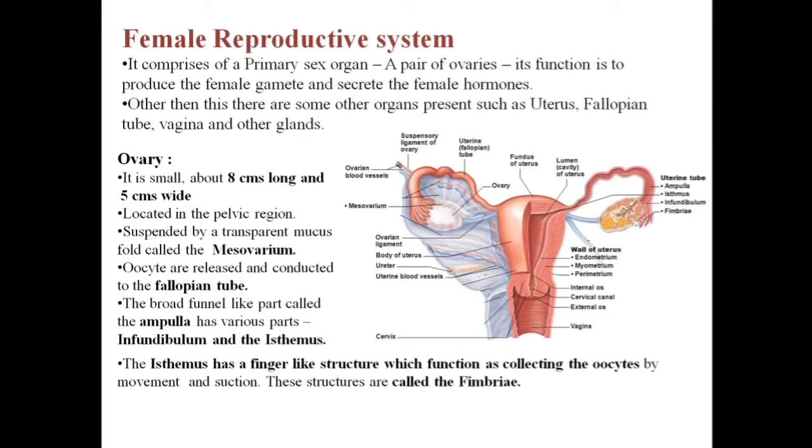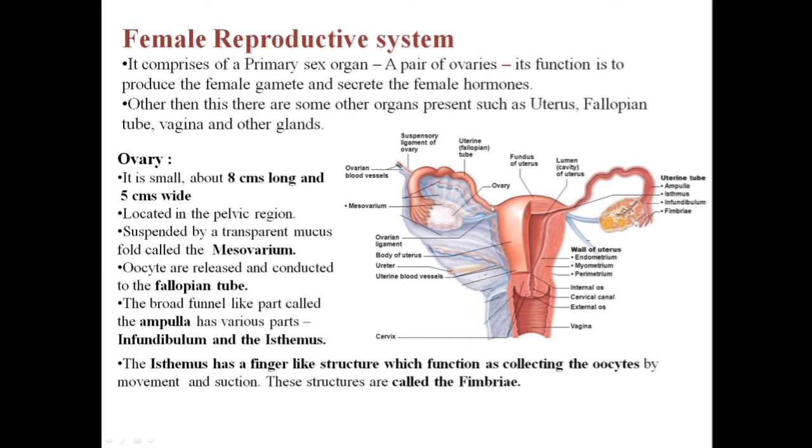Good morning, students. In the previous part, we had started studying about the female reproductive system, where we studied how the structures of this female reproductive system, that is the primary sex organs called the pair of ovaries, and the other organs such as the uterus, the fallopian tube, the vagina, and the other glands are held together. Today, in this part, we will be studying the structures in further detail.